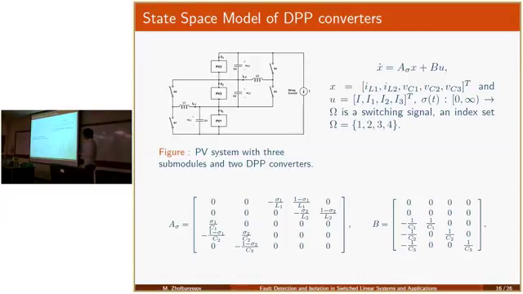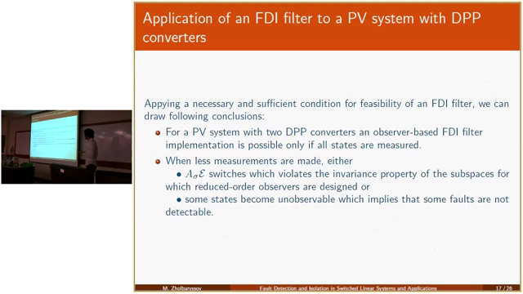Yeah, so here's the state space model of DC-DC converters, and in this PV system we have 3 submodules and 2 DC-DC converters. This is a 5th order system with 4 modes determined by a switching signal sigma. And if we apply our necessary and sufficient condition for feasibility of an FDI filter, we can draw the following conclusions.